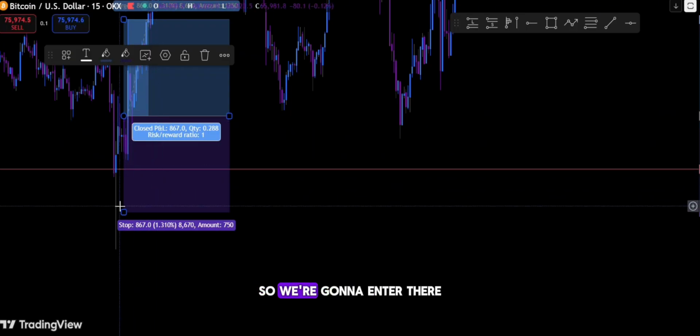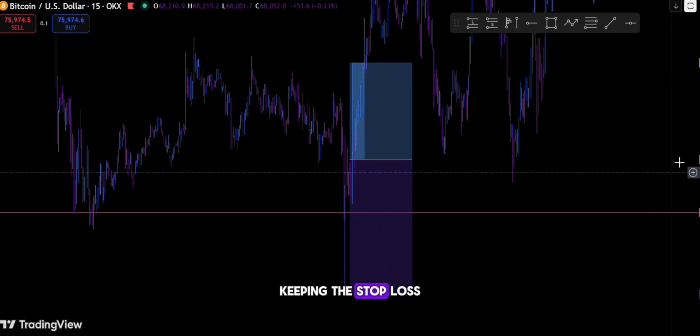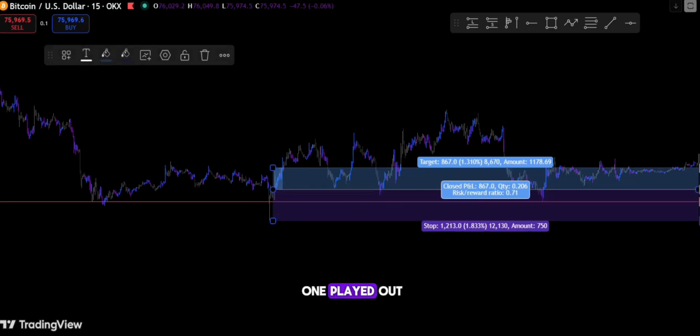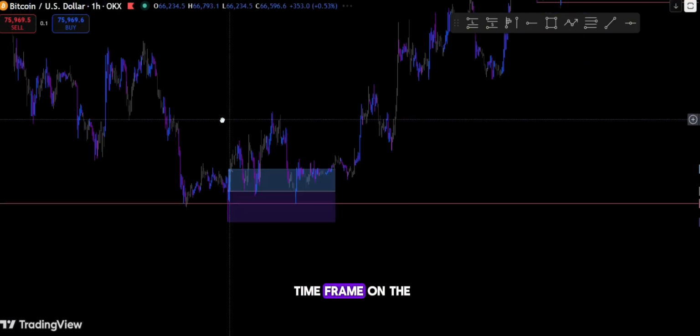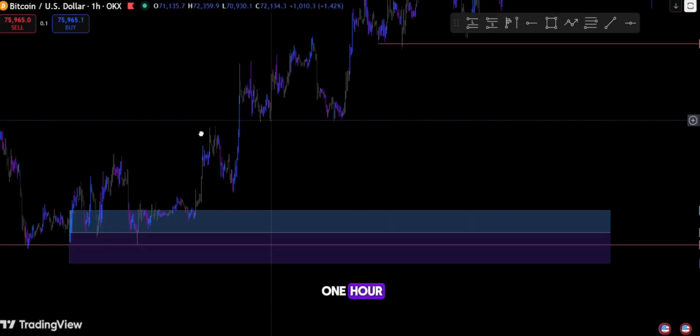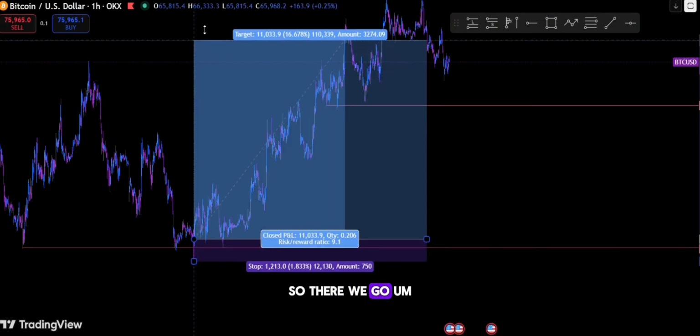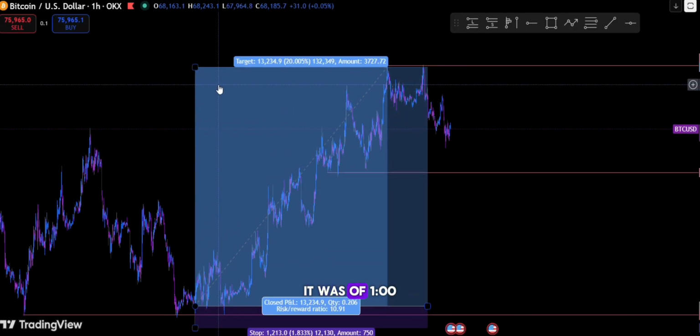All right, so we're gonna enter there, keeping the stop loss obviously below the low, and then let's see how this one played out. I'm increasing the time frame to the 1 hour. Okay, so there we go. It was a 1 to 10.